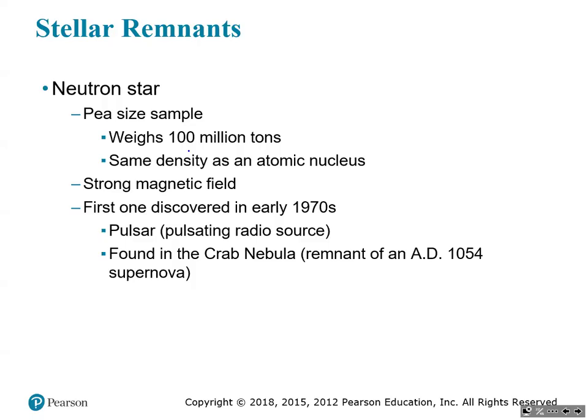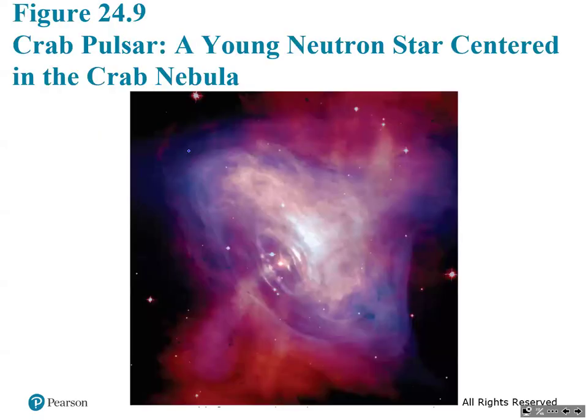But these spin very, very fast. So for example, the pulsar found in the Crab Nebula, which is a remnant of the supernova that occurred in AD 1054, rotates 30 times a second. So it pulses on and off. And the first time a pulsar was detected, people thought it might be artificial. It looked fake because it was so regular as a repeating pulse. So this is the Crab Nebula with the pulsar in the center. This nebula is the remnants of that supernova explosion. This is all the stuff that got thrown out.